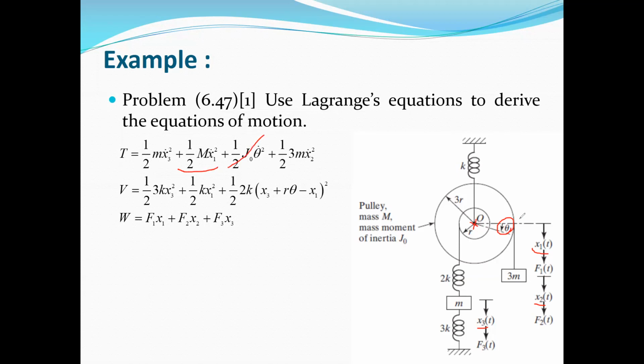But here we have another degree of freedom, and that's theta. So this is a system with 4 degrees of freedom because of this theta, because this pulley at the same time has a rotational motion in addition to the translational motion. Okay.